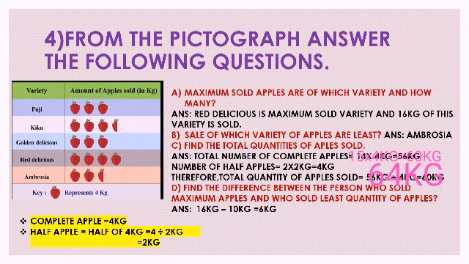Clear? Now look here, question D. Find the difference between the variety that sold the most apples and the one that sold the least. You have to find the variety of apple which was most sold and which was least sold. So which variety was most sold? Red Delicious, how many kg? 16. And least sold is Ambrosia, that is 10. So what is the difference? 16 minus 10 is 6.